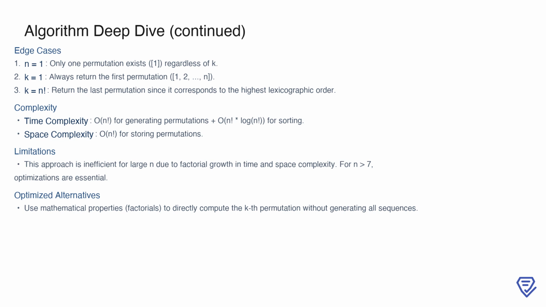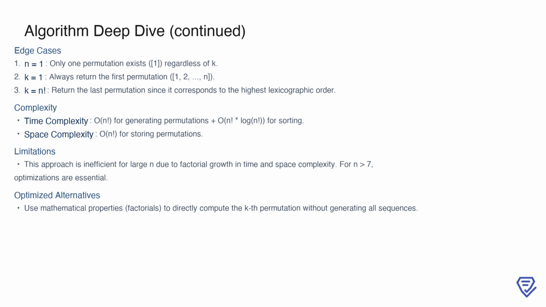While this brute force approach is simple to understand, its limitations become clear for larger values of n due to the exponential growth in both time and space complexities. The approach requires n factorial time to generate all permutations and additional space to store them. For values of n greater than 7, this method becomes impractical, and optimization is critical.